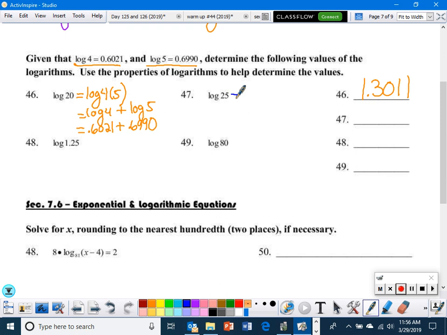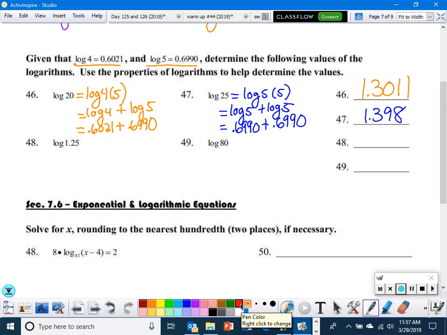Okay, number 47. So log of 25, how can I split that up? That would be the same as log of 5 times 5, which can be rewritten as, so that means I'm going to use the 0.6990 twice. I'm going to add that together. And I end up with 1.398.